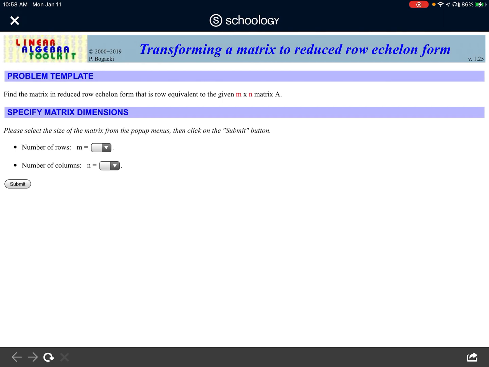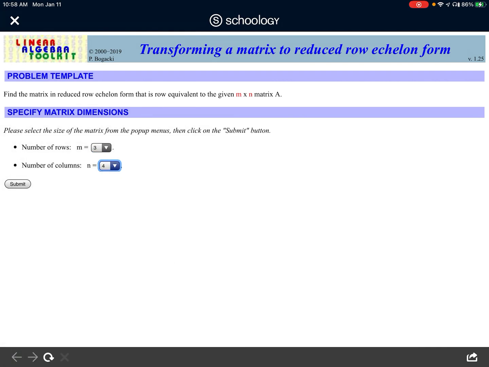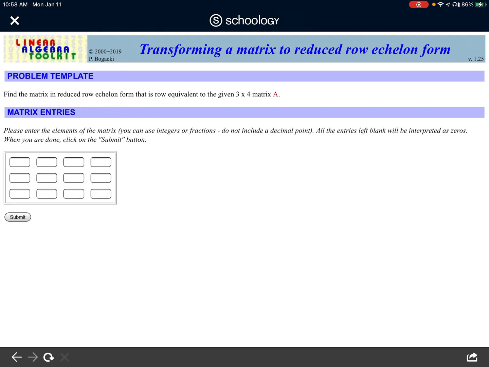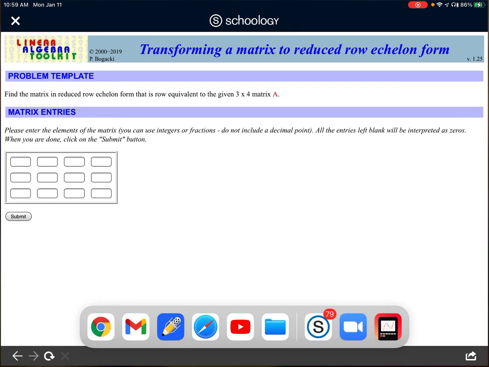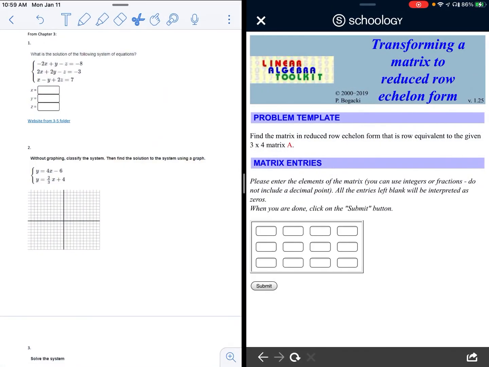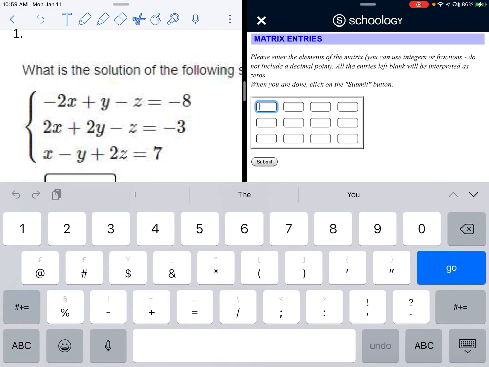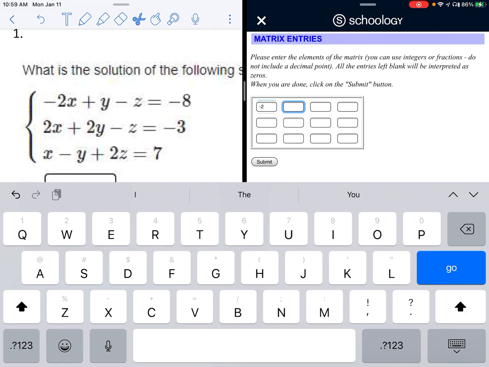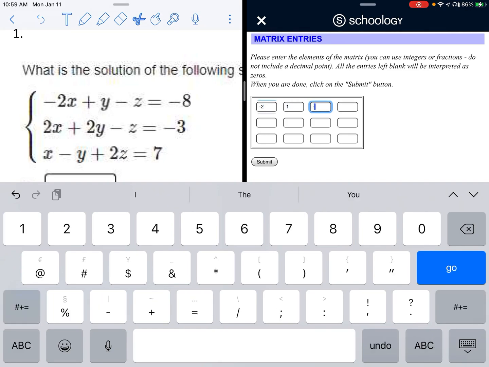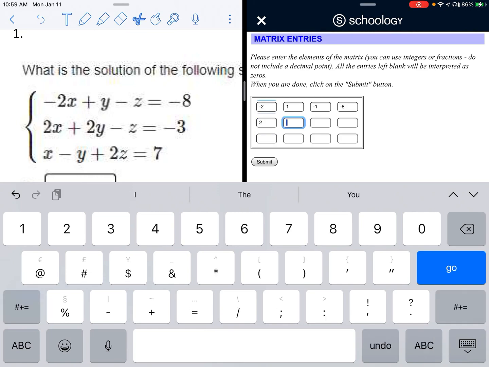Number of rows, that's how many up and down. So it would be 3 up and down, and it would be 4 because 3 is how tall it is, 4 is how wide it is. We're going to have to submit it. Now, oh good, I can dual screen here, so I'll go ahead and pull Notability up. You can do this. This is from 3-5 if you want to do it by hand. There's certainly nothing wrong with doing this by hand. Let's see, -2, 1. These are just the coefficients, -1 and -8. 2, 2, so 2, 2, -1, and -3.